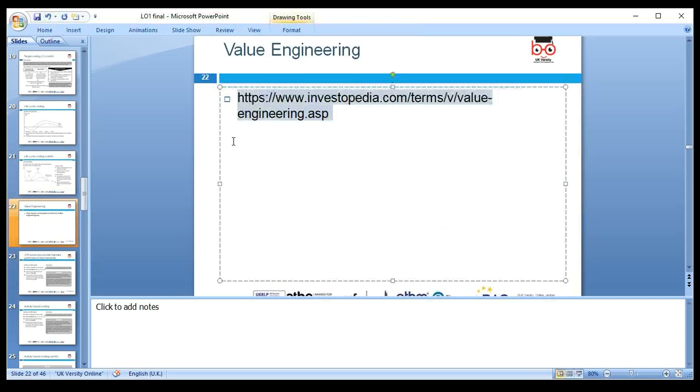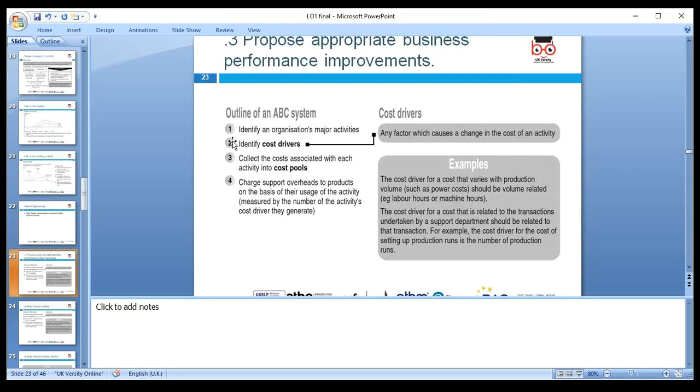I copied here the link for what is called value engineering. As an engineer, value engineering means looking at all the possible options for how we can bring the value. I copied this link for you because we have a term called value engineering. Like we discussed at the top, at each step we look at how we can create the value.